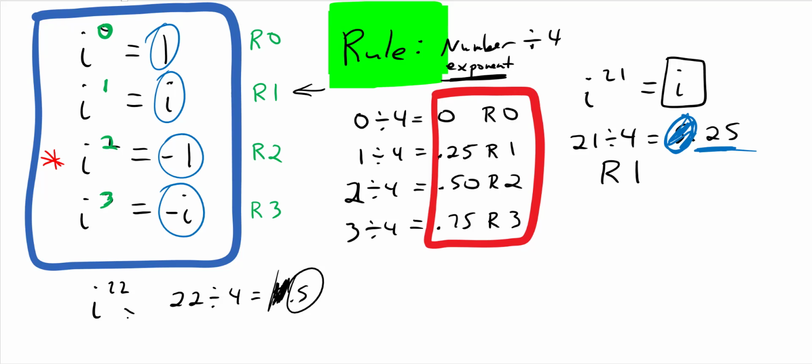So what is i to the 22nd? Look at your chart now, the thing in blue that I have boxed in blue. So i, see that i squared? It's the remainder of 2. Same thing as remainder. The answer to this one is -1.